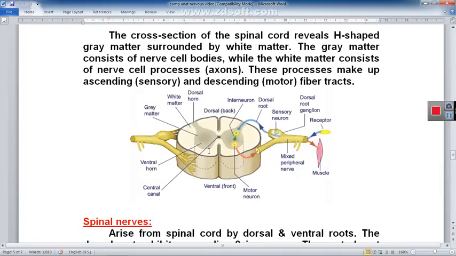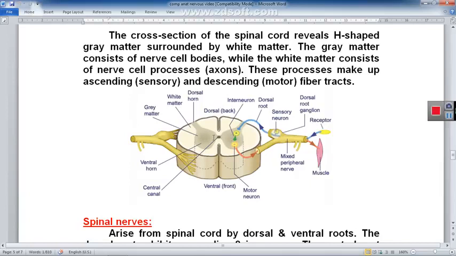Because the myelin sheath surrounding the axon is phospholipid, it is called white matter, because the lipid appears white. While in the center is an H-shaped gray matter, because it does not contain myelin sheath and it appears gray in color, so it's called gray matter.